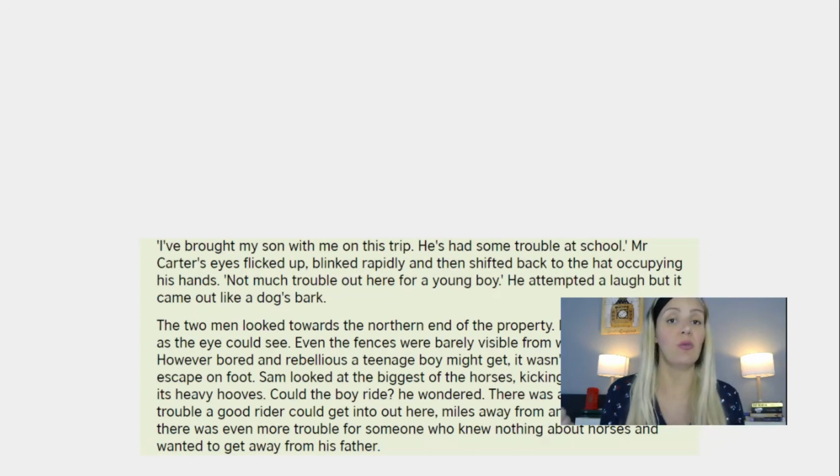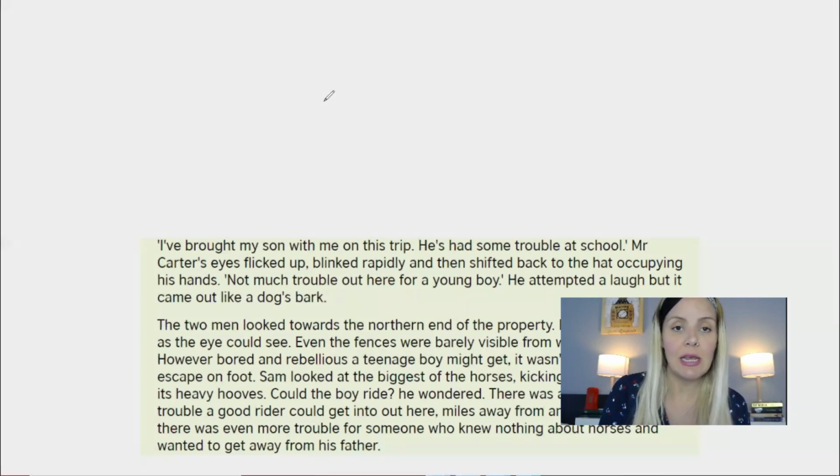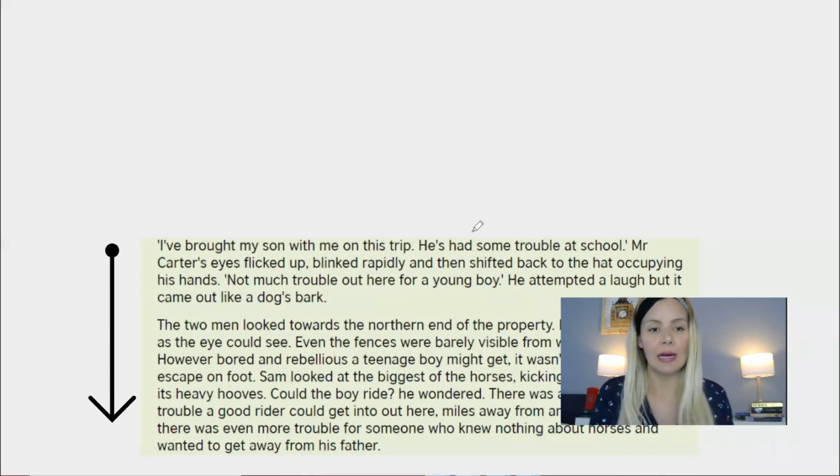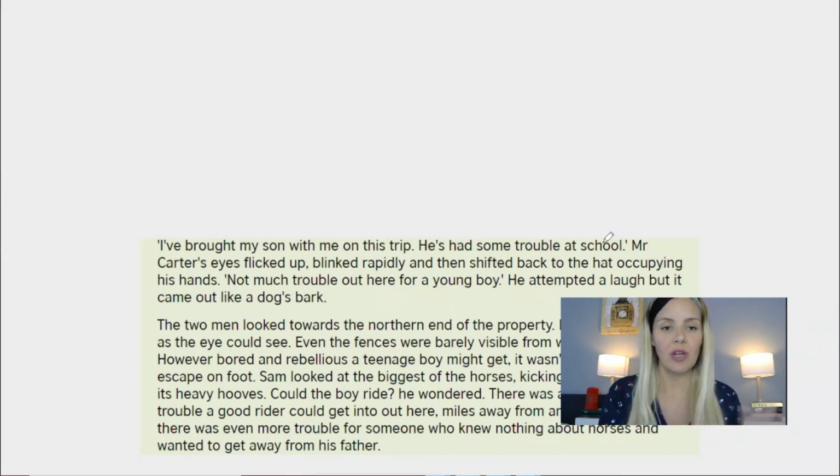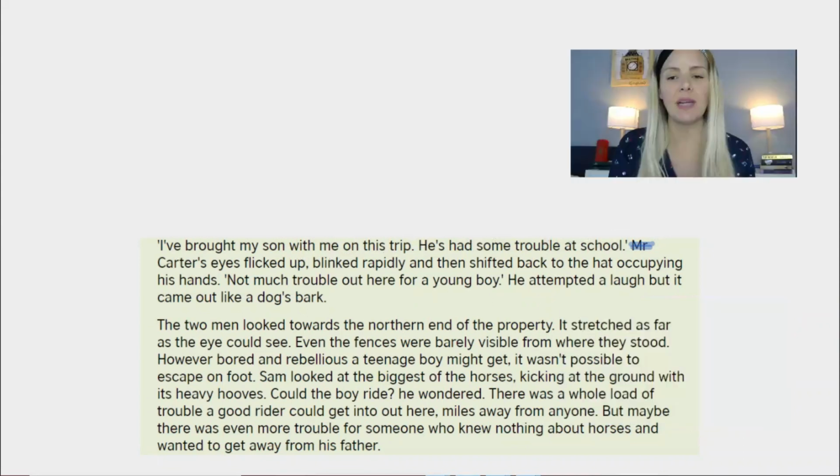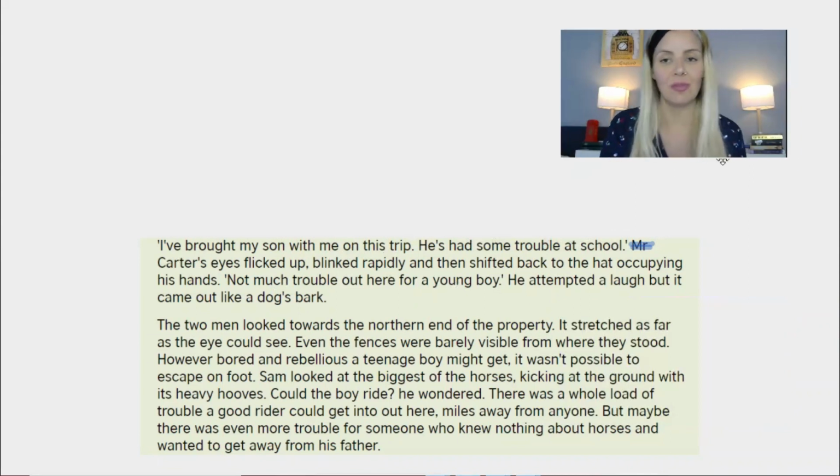How are they going to do that? Well, first thing, they have to identify the characters. So let's say, for example, this one here, if we go through it together: I've brought my son with me on this trip. He had some trouble at school. So we know there is a son, probably there is a father. We know it's a father because it's Mr. Okay, the eyes flicked up, blinked rapidly, and then shifted back to the heart of buying his hand. So we know this guy was a bit nervous, because he was doing some gestures that indicate he was nervous. Not much trouble here for a young boy. He attempted a laugh, but it came out like a dog's bark.